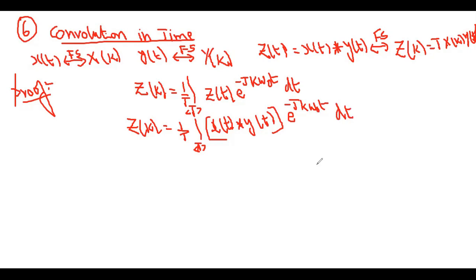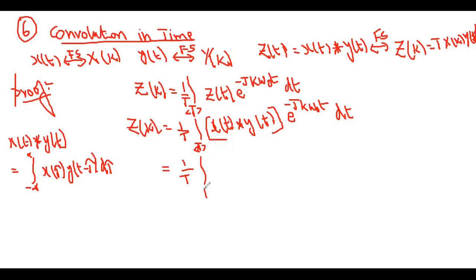Now, what is the formula for x of t convolved with y of t? It is the integral from minus infinity to infinity of x of tau, this is tau, my dear students, y of t minus tau d tau. This is the formula for the convolution integral. It is only for continuous time functions; for discrete time functions it is a sum. So replace x of t convolved with y of t by x of tau and y of t minus tau d tau, with the 1 by T.